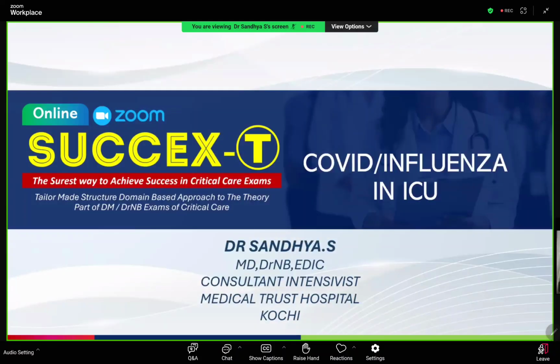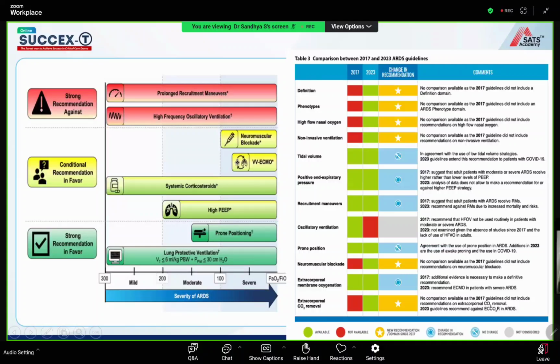The second topic is COVID and influenza in ICU. Again, whenever you are asked to write on any viral infection that causes ARDS, don't forget the basic guidelines, the ESICM as well as the ATS guidelines, which are the latest guidelines. So make sure that whenever you are asked about any question, you don't forget the basics.